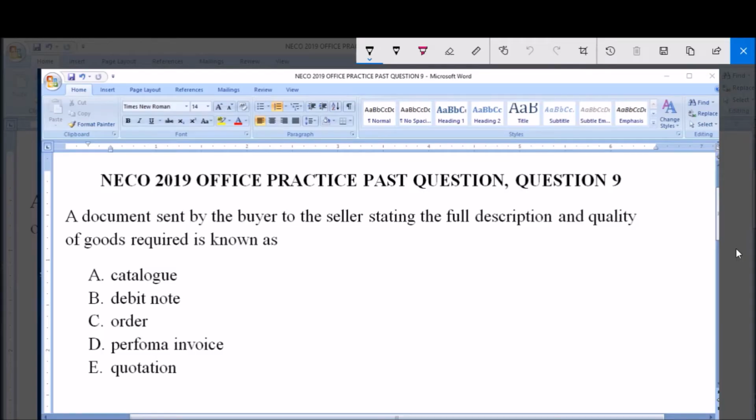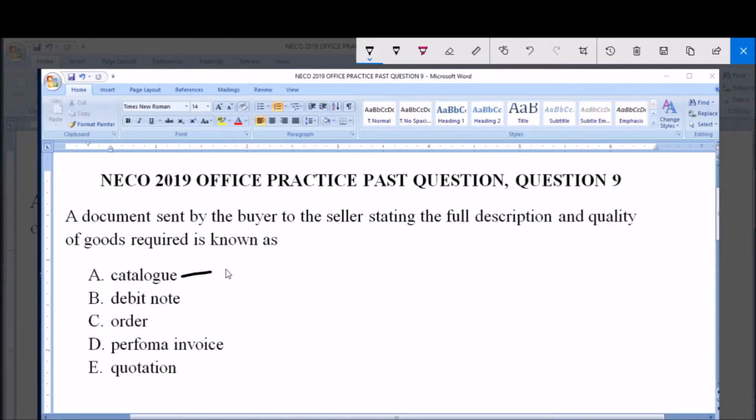Today I'm going to be answering NECO 2019 Office Practice Past Question 9. A document sent by the buyer to the seller stating the full description and quality of goods required is known as A. Catalog, B. Debit note, C. Order, D. Performer invoice, and E. Quotation. So we are to pick an option which is described as a document sent by the buyer to the seller stating the full description and quality of goods required.